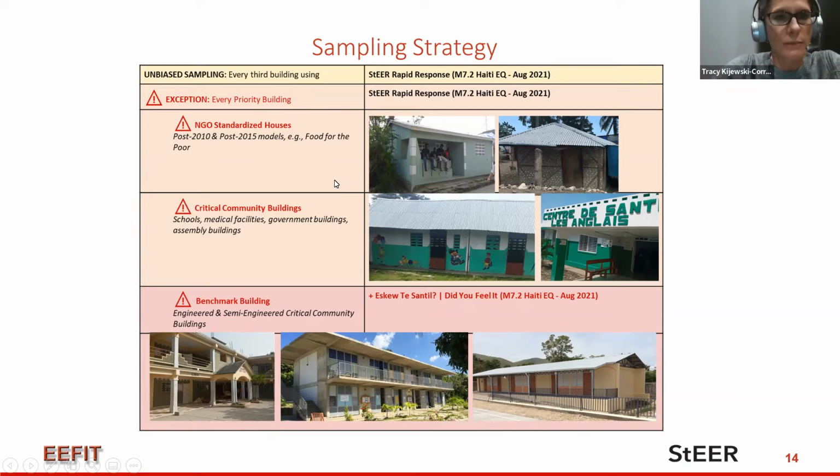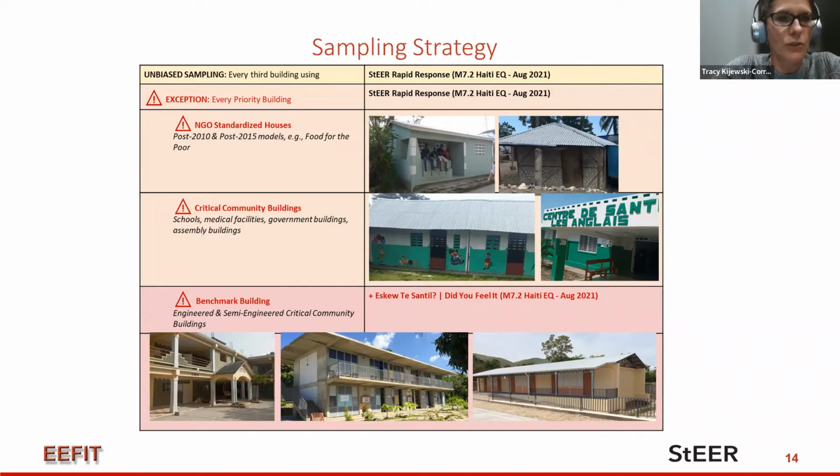We also asked them to identify benchmark buildings. Eventually, our effort was expanded with the support of USAID and USGS to include a Did You Feel It survey that we're going to use then to be able to get an appreciation of the intensity of the event across the affected area.